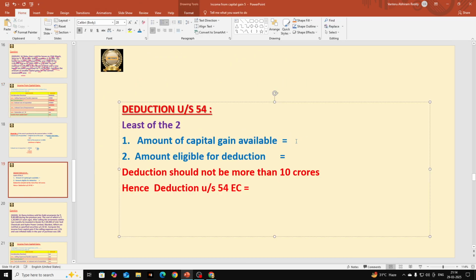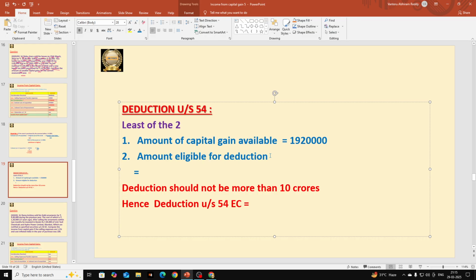Okay, let us take there 19,20,000. And the amount eligible for deduction. Two amounts are eligible for deduction, students, here. So what are those two amounts? One is 5 lakhs, plus the other one is 14 lakhs. Two amounts are eligible for deduction under section 54. Okay, 5 lakhs is investing in NHAI bonds and 14 lakhs is the amount of the new house being purchased. So total, how much is it? 19 lakhs. 19 lakhs is eligible for deduction.